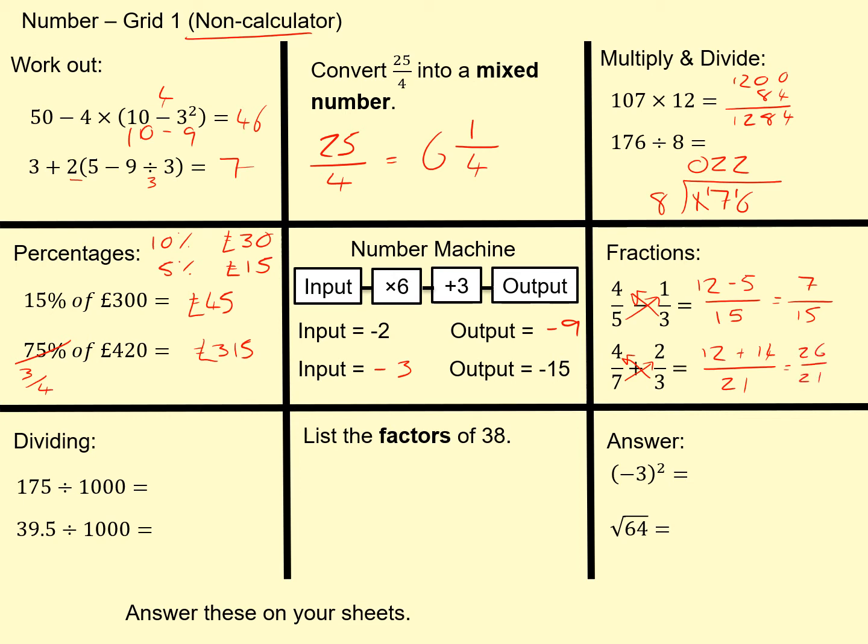all over 21. Now I could simplify that if I needed to, because I can say, well, 21 goes into 26 one whole time, remainder 5, and I was working with something over 21.